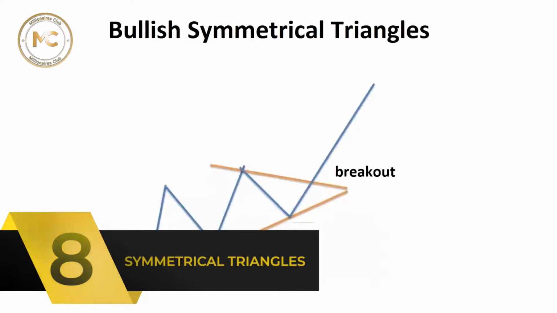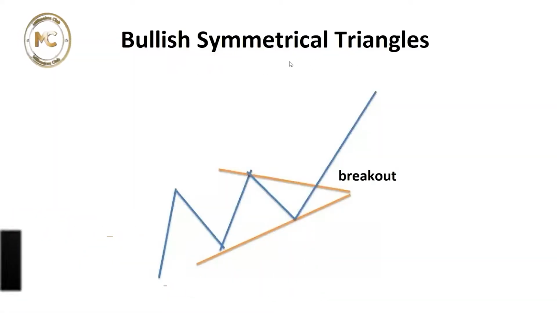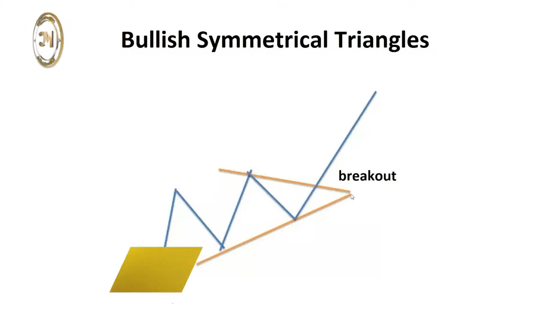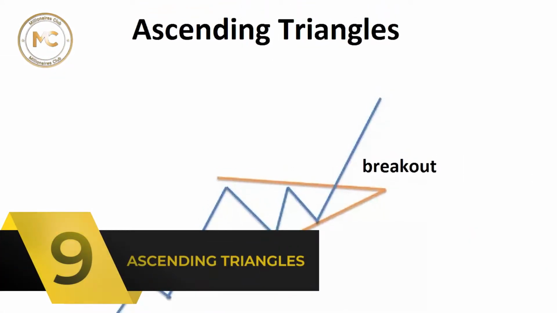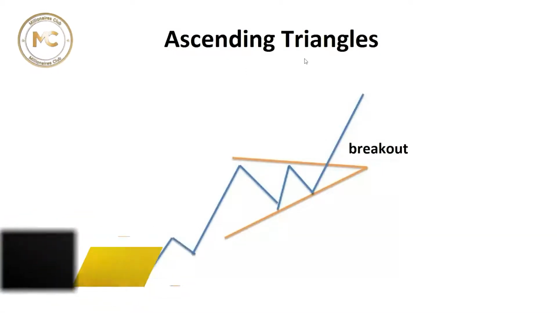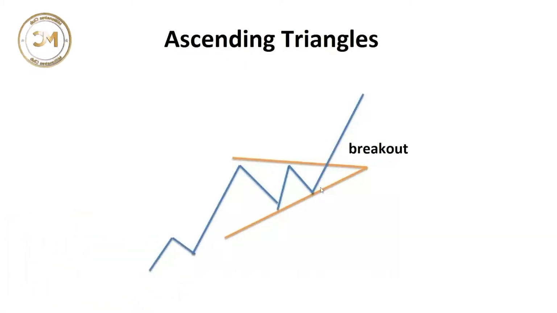Number 8. Symmetrical triangles. Symmetrical triangles could be bullish or bearish continuation chart patterns developed by two trend lines that converge. These trend lines connect the peaks and troughs and occur in the direction of the ongoing trend. Number 9. Ascending triangles. You can see this triangle, which is basically a bullish continuation pattern during an upward trend. Sometimes it can also be formed at the end of a downward trend as a reversal pattern. However, it's more commonly known as a continuation chart pattern. These triangles are always classified as bullish patterns whenever they are seen on the charts.